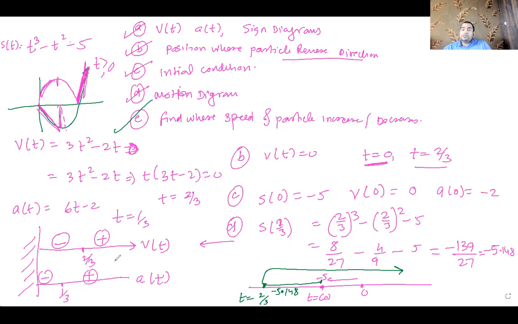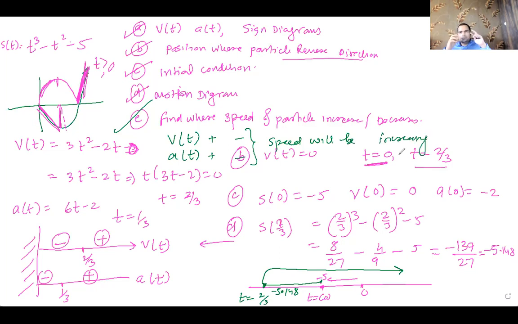Okay. So the observation that we have is that in the intervals where the sign diagrams of v of t and a of t are both positive or both negative, the speed will be increasing. And in the intervals where the signs are opposite, for example, if velocity is positive and acceleration is negative, or velocity is negative and acceleration is positive, then in that interval your speed will be decreasing. So let us see that here.